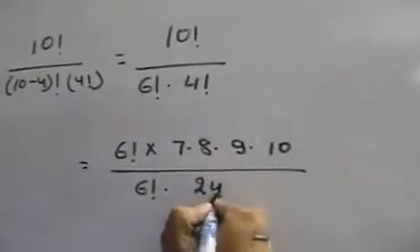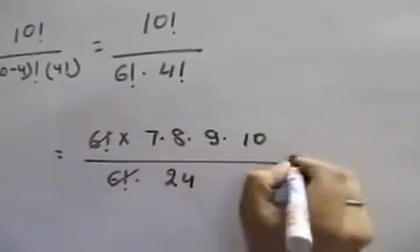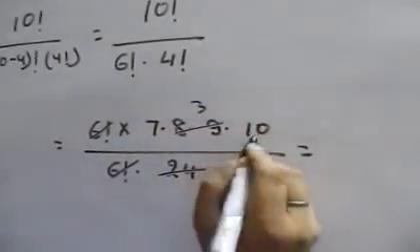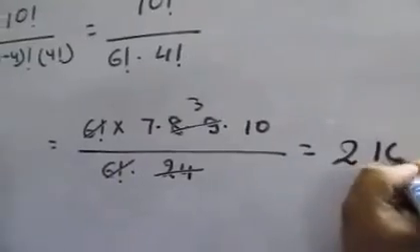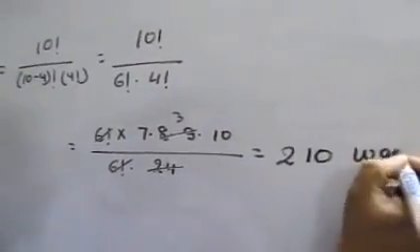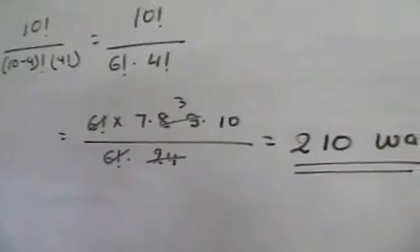which is equal to 24. 6 factorial cancelled out, 8 9 is 72. If you cancel out with this, you will get 3. 3 7 is 21 into 10, 210. So the total number of ways that I can call 4 friends out of 10 friends for dinner is 210.